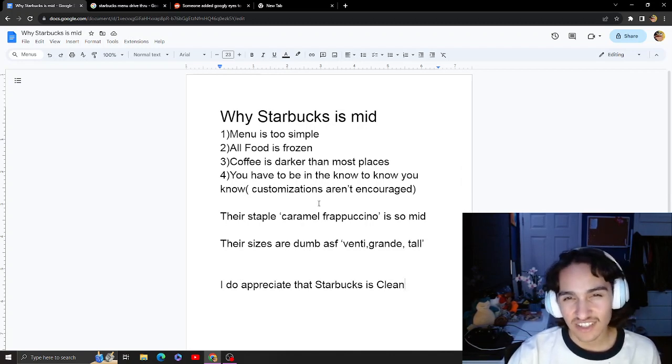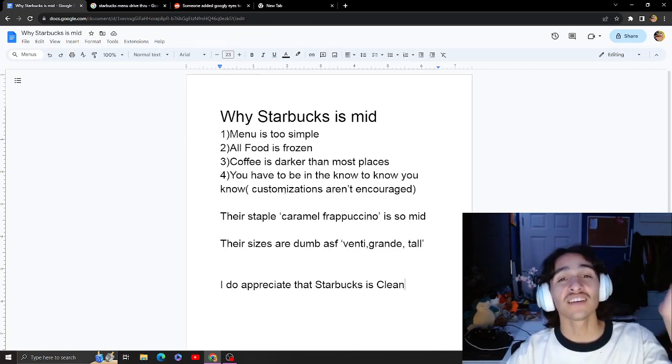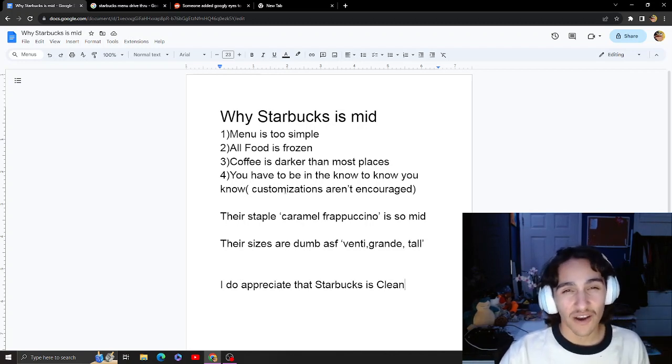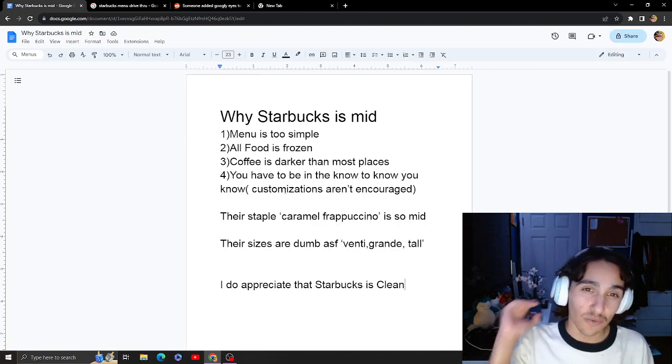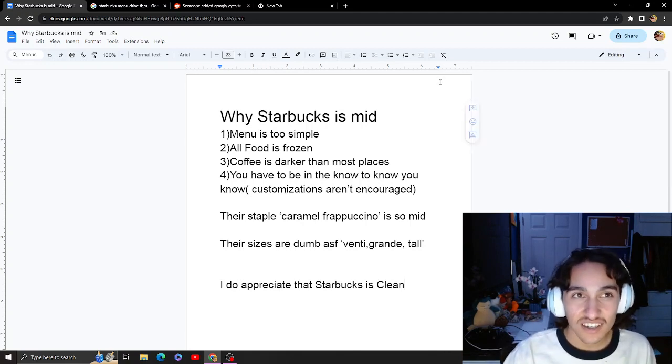Number four, you have to be in the know to know, you know. Basically, customizations aren't encouraged. As I was saying earlier on the menu, they don't have any customizations on the menu, which is dumb. I want to be able to know what I could do to my drink. I shouldn't have to research or have someone tell me how to get a good drink.